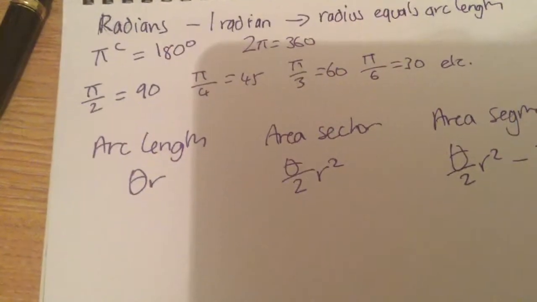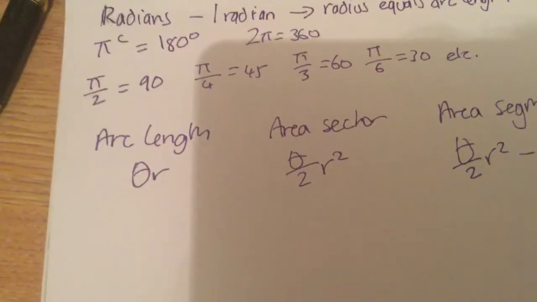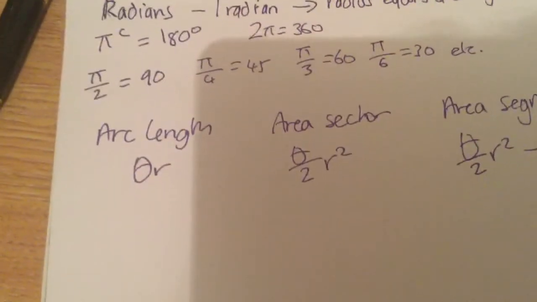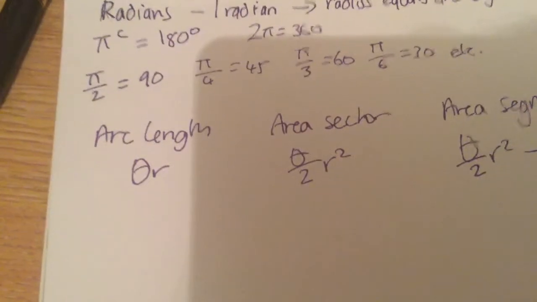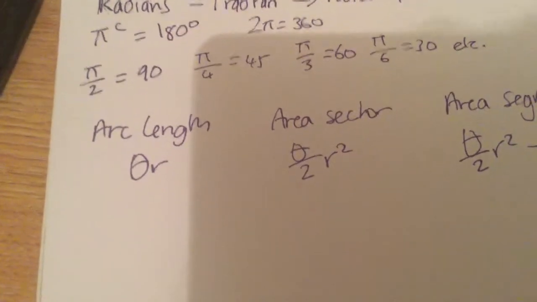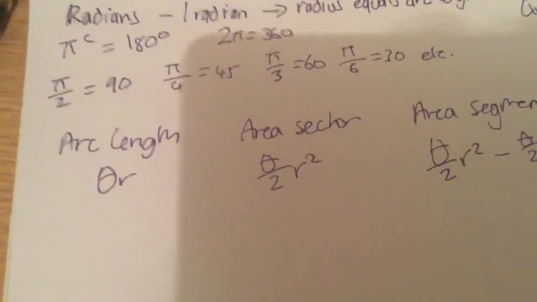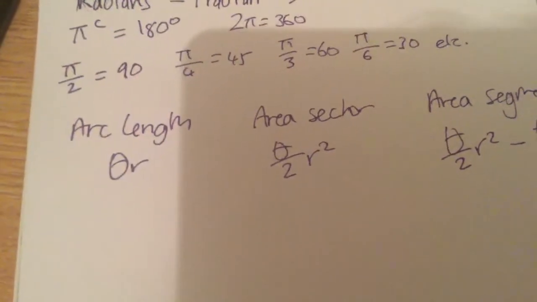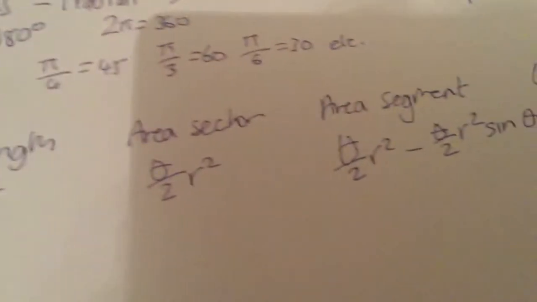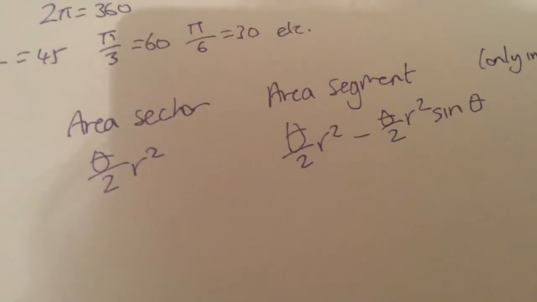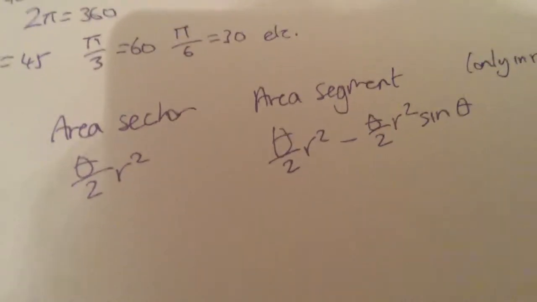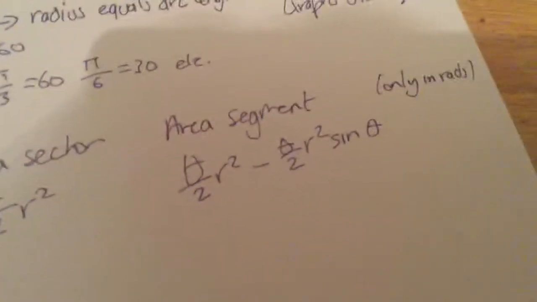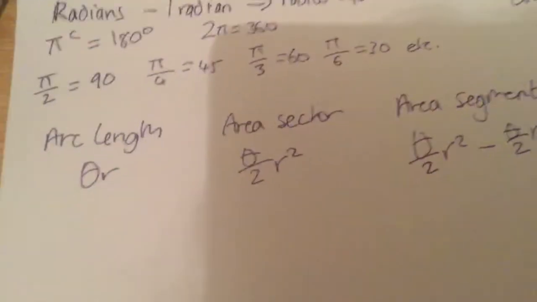Another three quite useful things are the fact that for a sector, an arc length, instead of that horrible formula of theta over 360, is just theta r. The area of a sector would be theta over 2 r squared. And finally, the area of a segment would be theta over 2 r squared minus theta over 2 r squared sine theta. Only works in radians. The graphs of sine, cos, and tan are unchanged by all this.